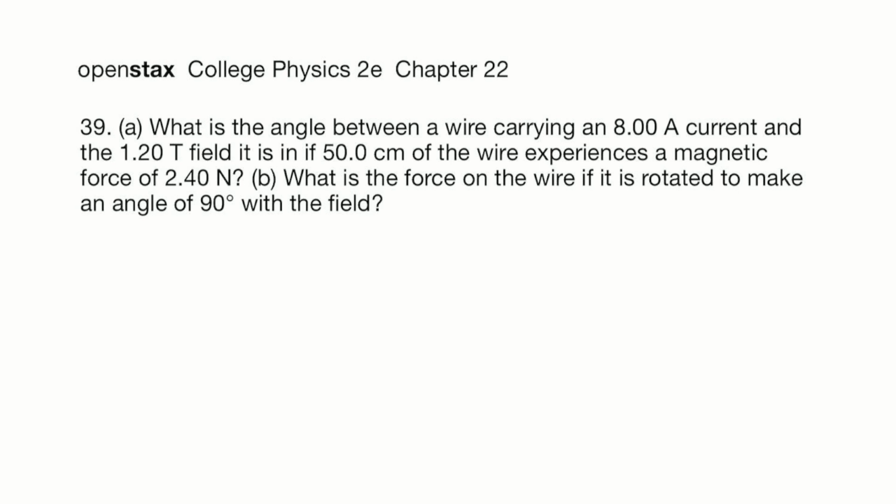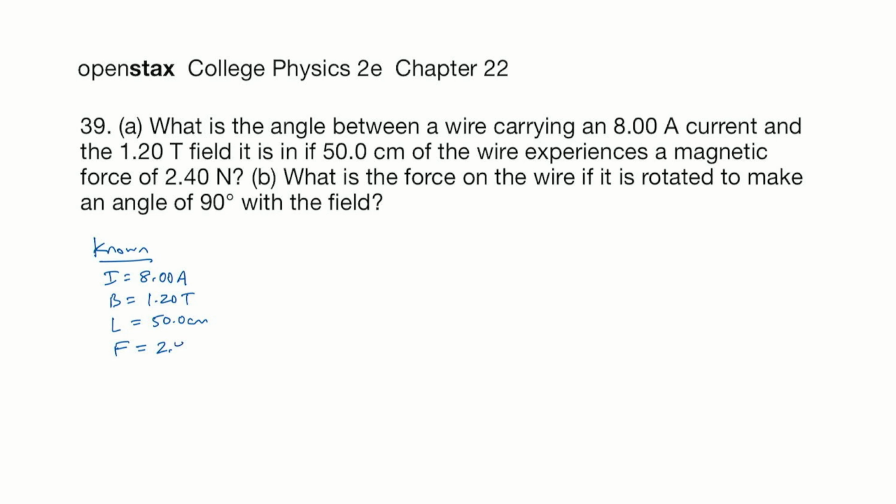Let's start with part A, and let's start with what we know. We know the current is 8.00 amps. We know the magnetic field B is 1.20 teslas. We know the length of the wire is 50.0 centimeters. And we know there's a magnetic force on the wire of 2.40 newtons. And we need to find theta.